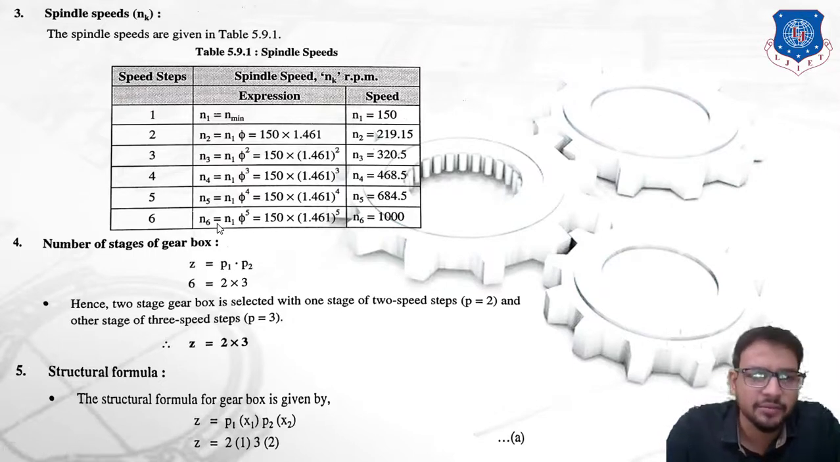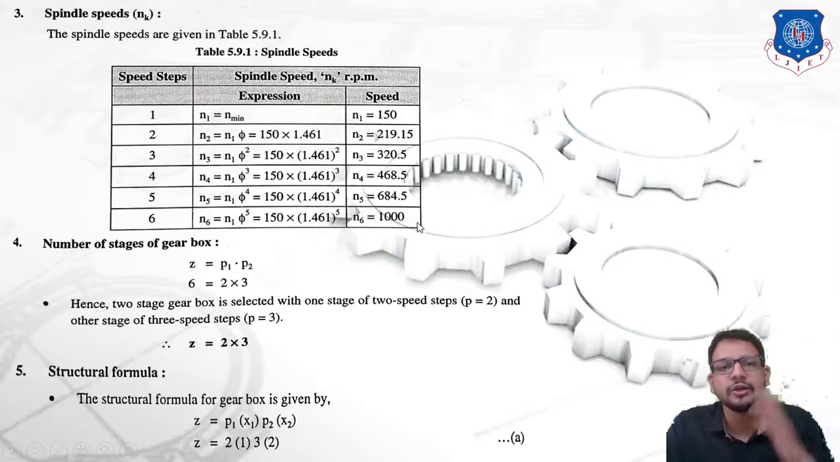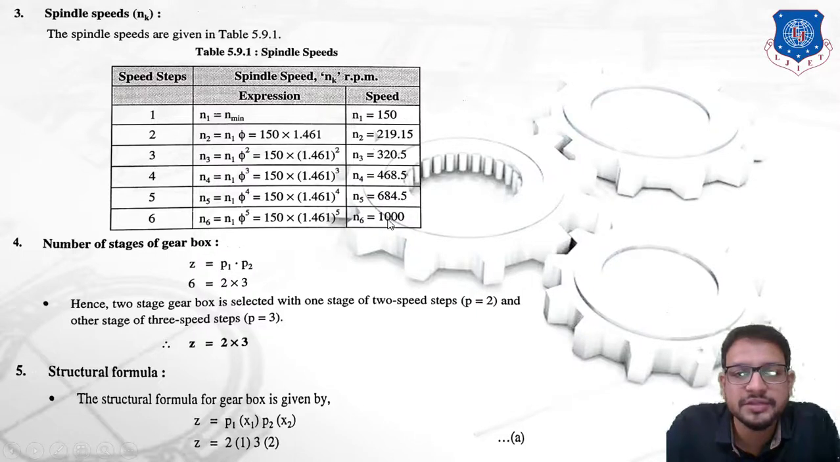It is one and the same. Okay, so the final rpm which we have arrived at is n max equals 1000 rpm, which is given in the data. So we can conclude that all our spindle speeds are in proper geometric progression.